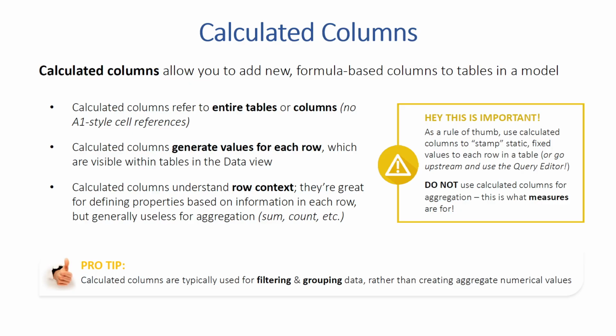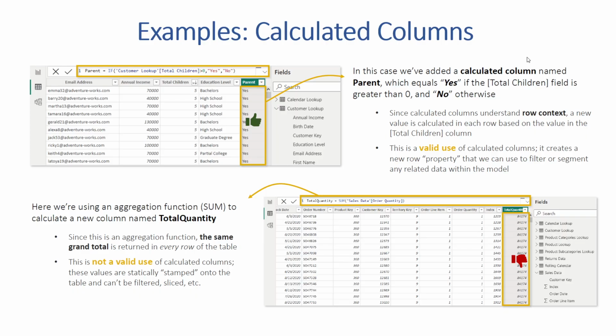So this is important. Use a calculated column to stamp a static, fixed value on each row in the table, or go upstream and use the Query Editor. But make sure you do not use a calculated column for aggregation. That is what measures are for, and I'll explain measures after this. Let's take one example of a calculated column. Before starting, I'll give one pro tip. Calculated columns are typically used for filtering and grouping data rather than creating aggregated number values. Right? So let's take an example of the calculated column.